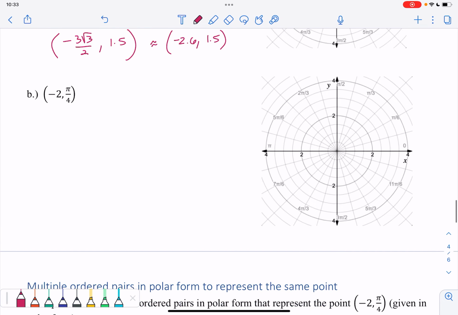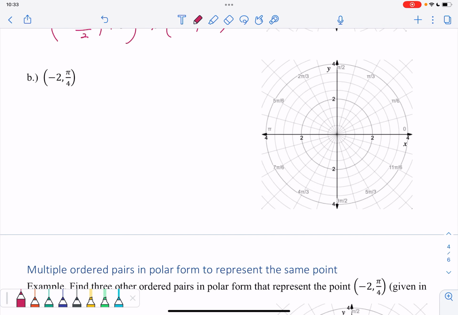All right, part B, the point negative 2, 5 pi over 4. So first, I'm just going to plot it in regular polar coordinates. Oh, tricky one. R is negative. Okay, so remember, you're a weird cat. You've always wanted to be a weird cat. Here's your chance. You're starting at the origin.